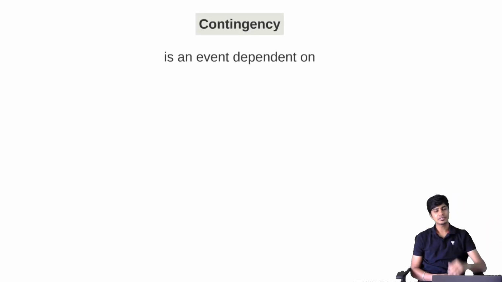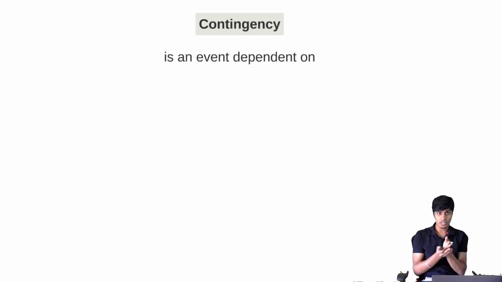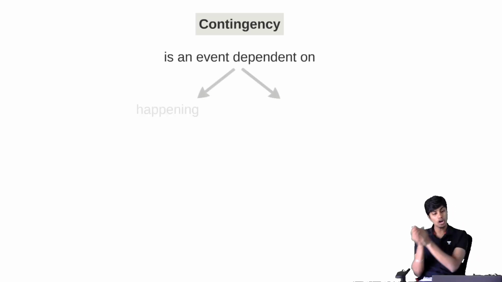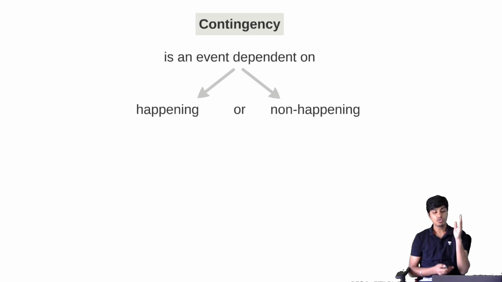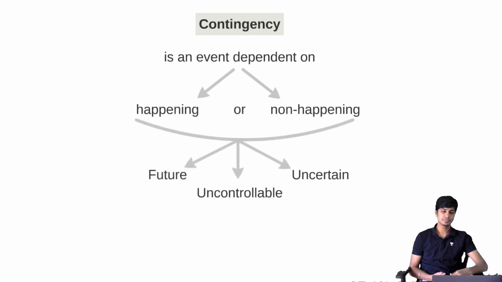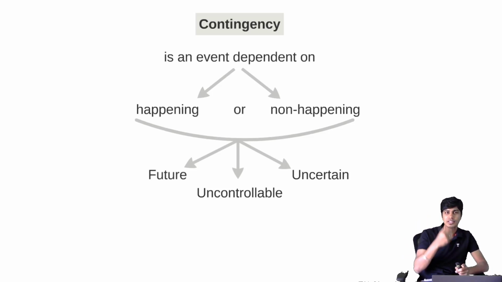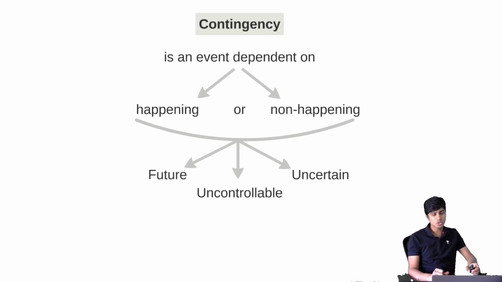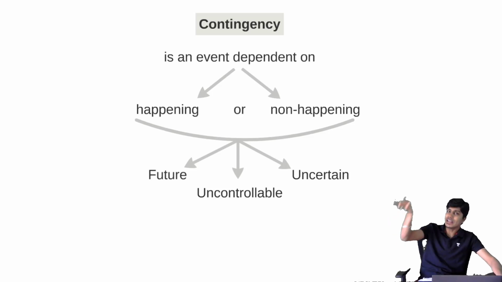Contingency is an event. It is dependent on happening or non-happening of a future uncertain and uncontrollable act. You get this? So if I bet that it will not rain today, and if it rains, I'll pay you 100 rupees. That is a contingent event. So it is dependent on happening or non-happening, that is raining or non-raining.